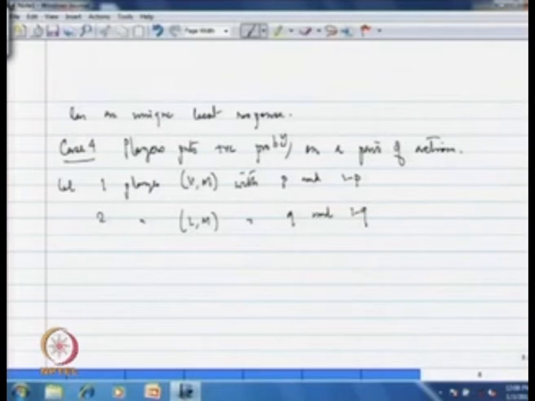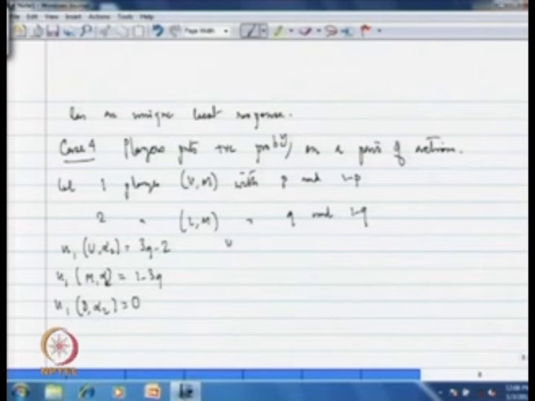Now, if that is the case, then what are the payoffs? In this case, u1 u, we shall see that this turns out to be 2q minus 3q minus 2. This will turn out to be 1 minus 3q, zero.